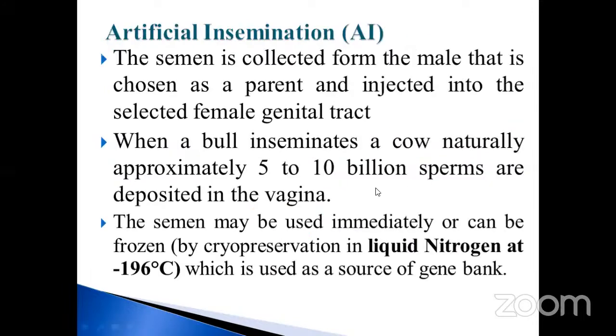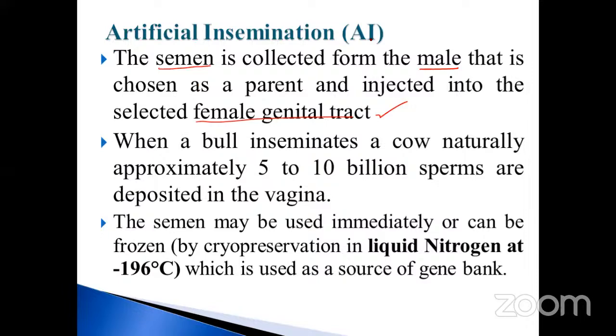One by one, my dear. First of all, artificial insemination. What is meant by artificial insemination? How will it be collected? How will it be stored? How will it be utilized? These are the four very important points, my dear students. Artificial insemination is nothing but the semen collected from the male chosen as a parent and injected into the selected female genital organ.